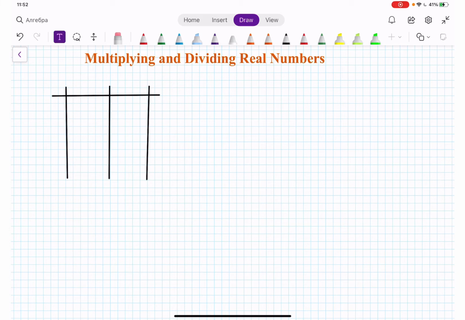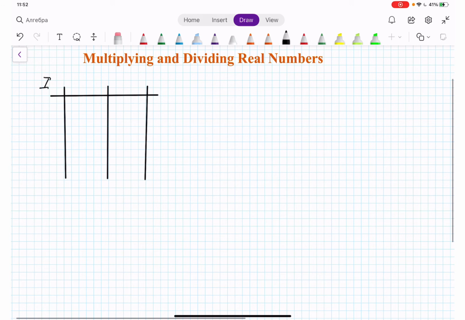So we have first term, second term, and here we have the sign of result. Why don't I put a sign of product or quotient? Because I'm going to use both of them. That's why I put just result.